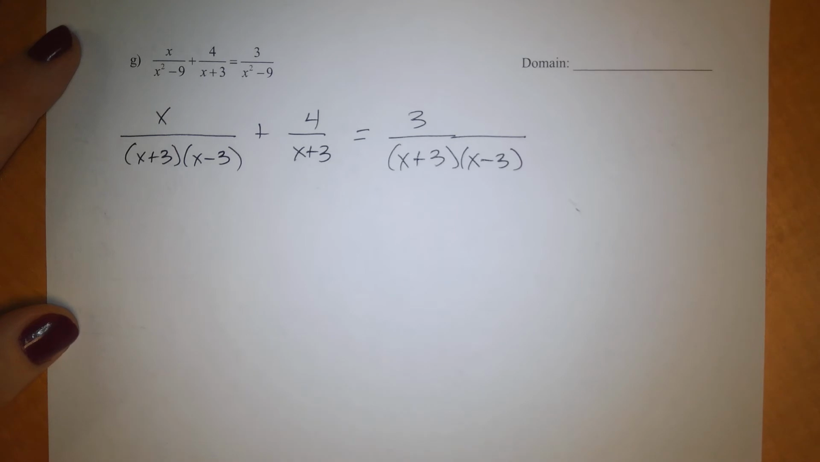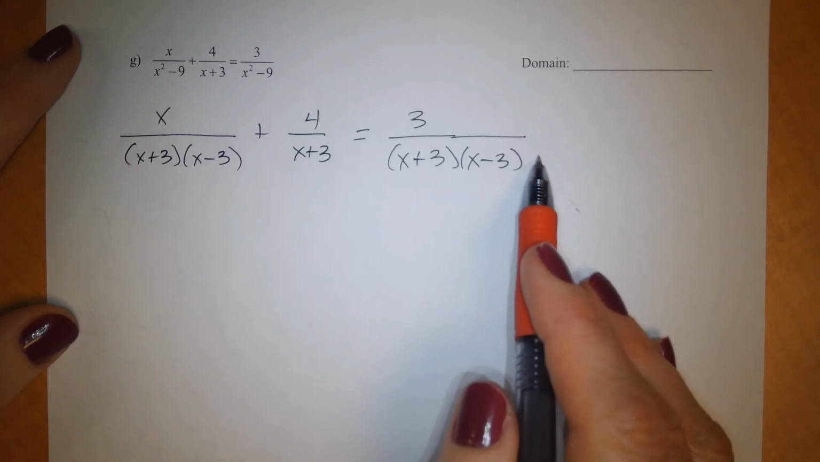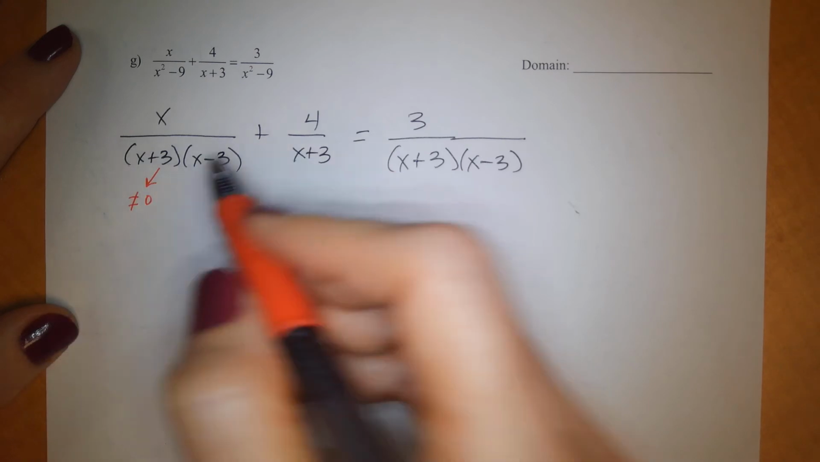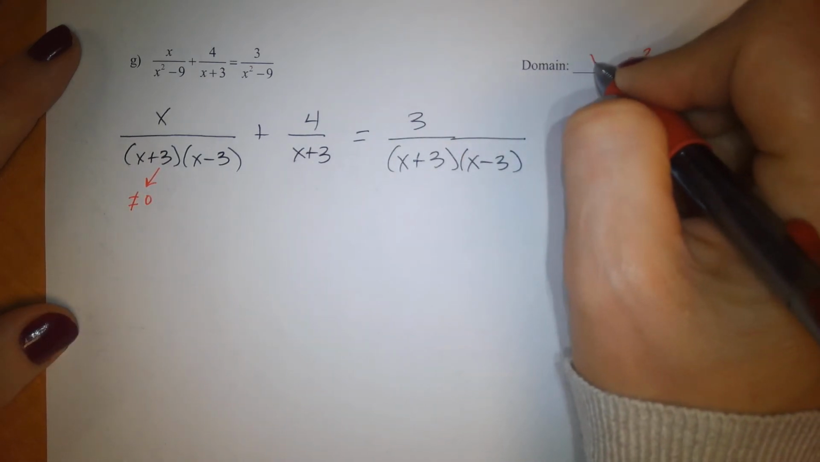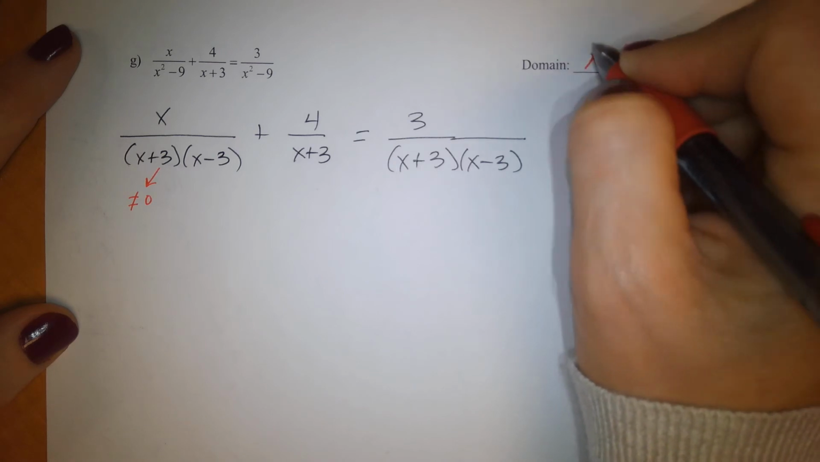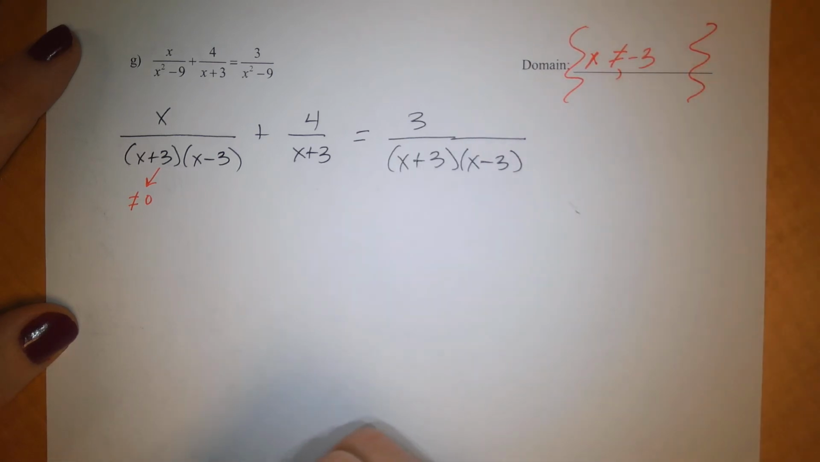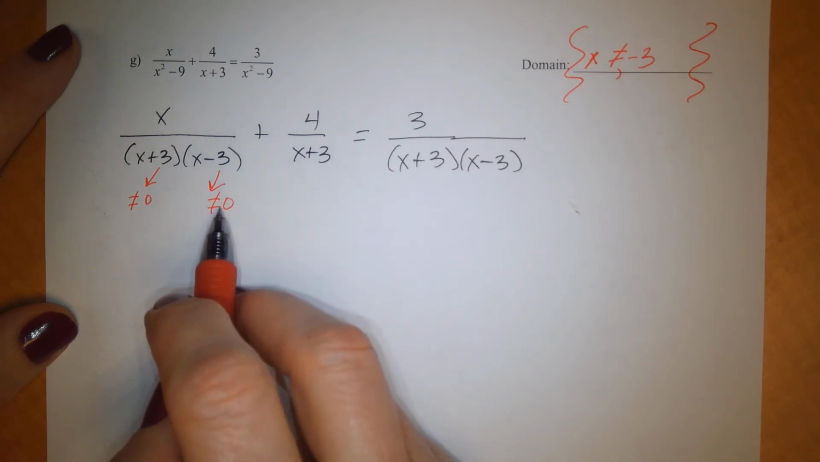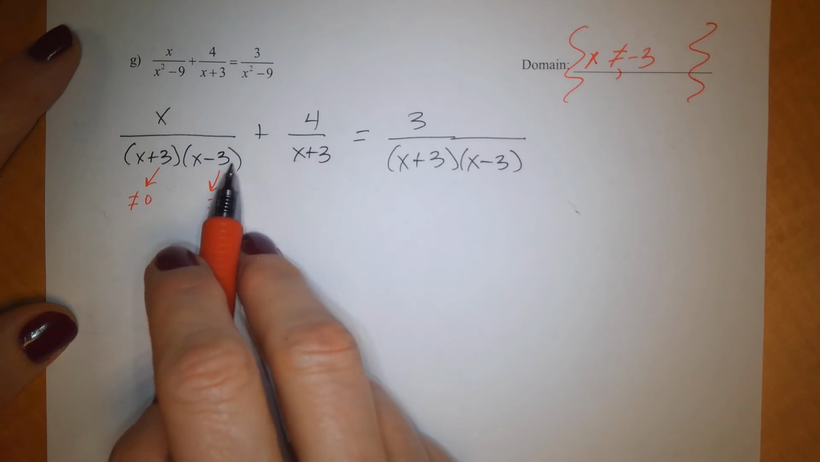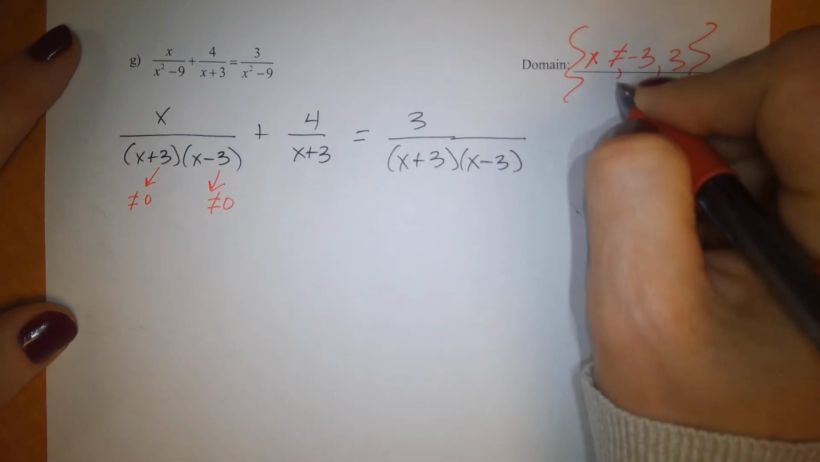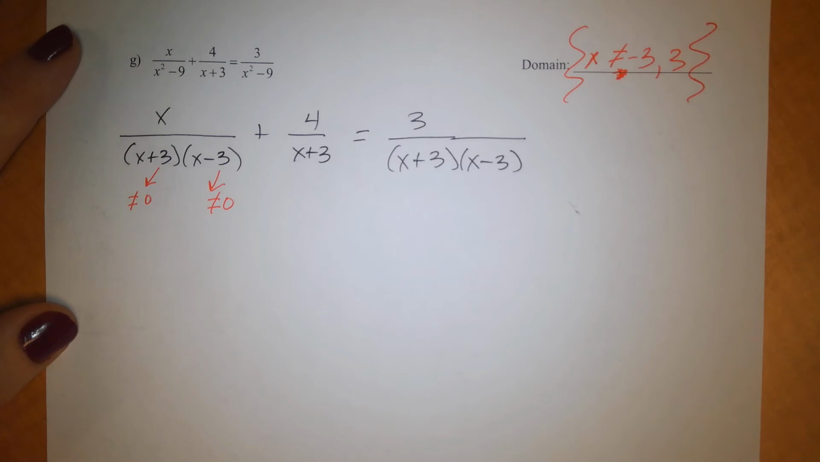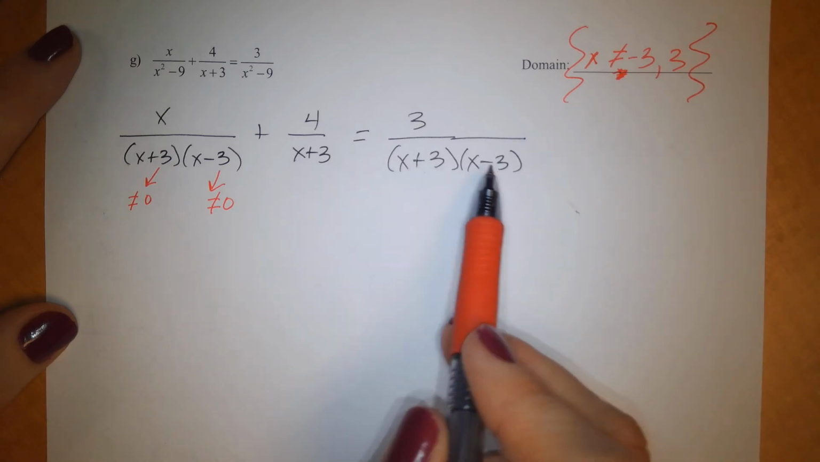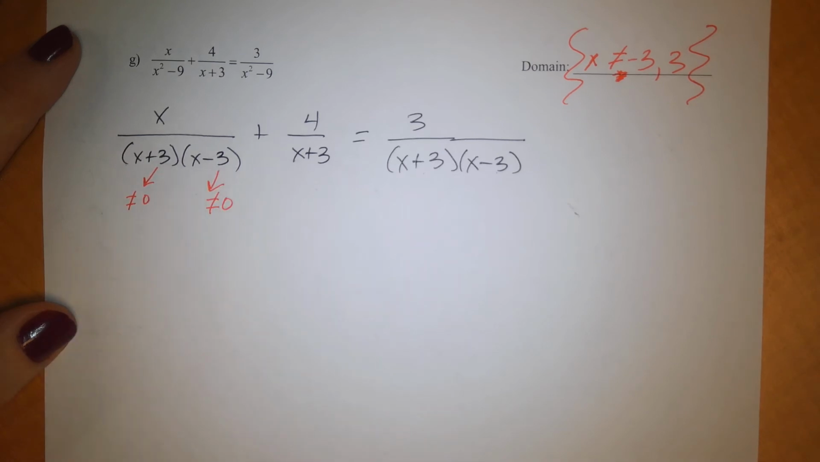Okay, so my domain is anything that makes my denominator 0. So what will make this equal to 0? -3. That will be an exclusion from my domain. What will make this equal to 0? Because we don't want it to be equal to 0. So 3 would make this 0, and 3 would also be another exclusion from the domain. So x cannot be -3 or 3. These are just repetitive, same exclusions.